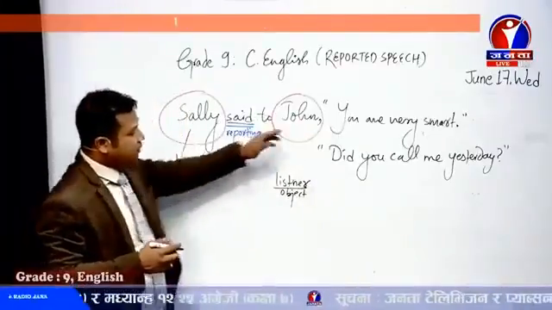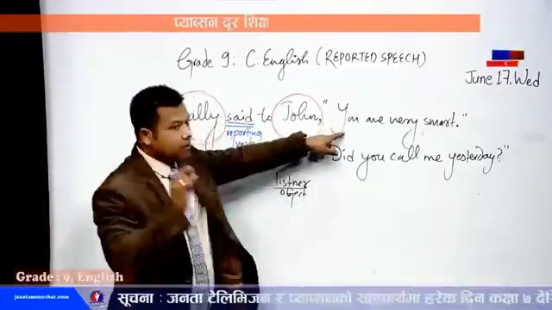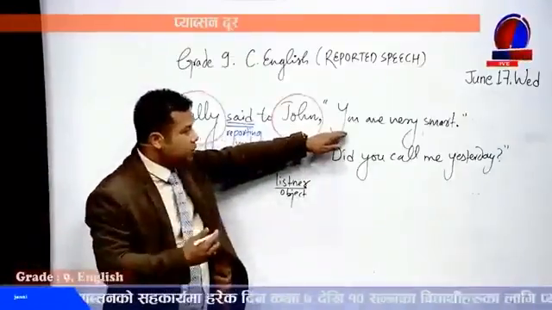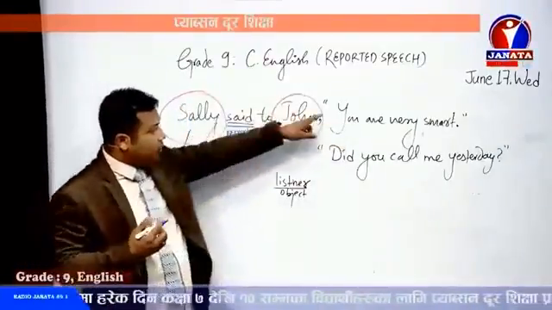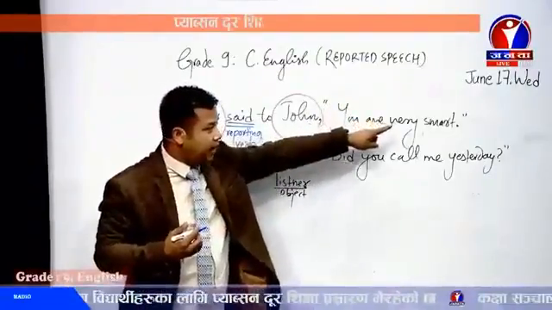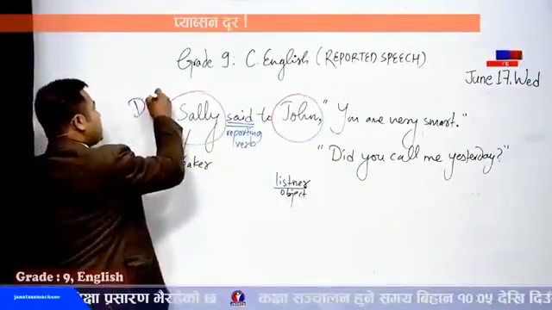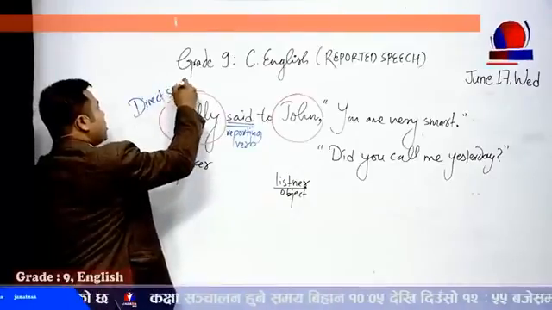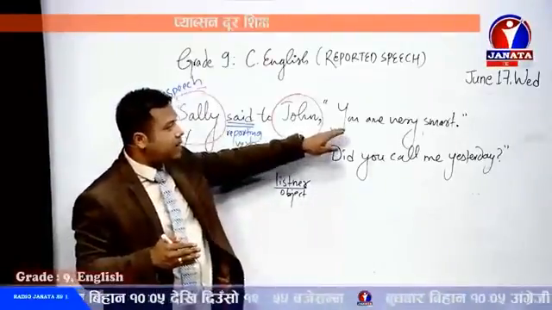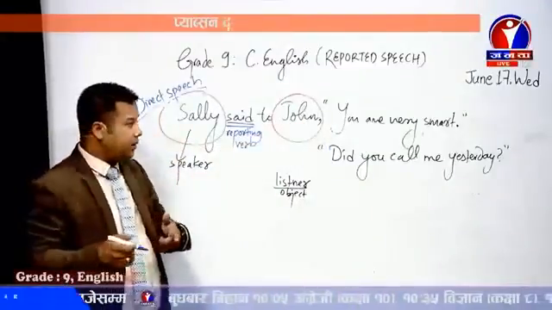If I exactly quote the same sentence, without making any changes, if I reproduce the speaker's uttered words and put them in quote marks in the beginning and at the end, I am using direct speech. So this example is direct speech. Why is this direct speech? Because I have not made any significant changes in the speaker's dialogue.